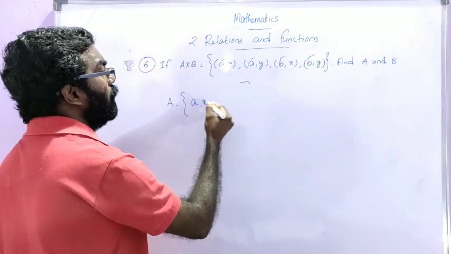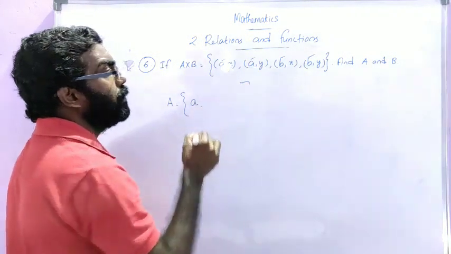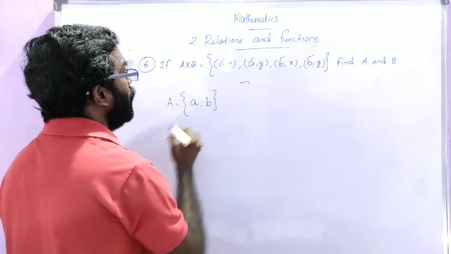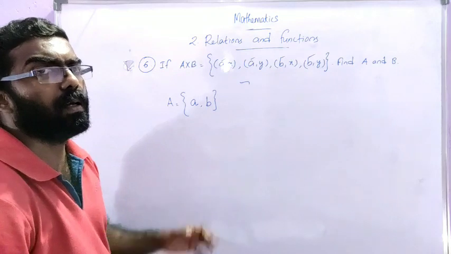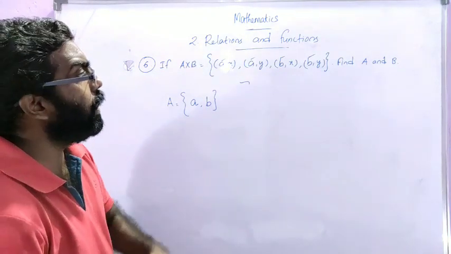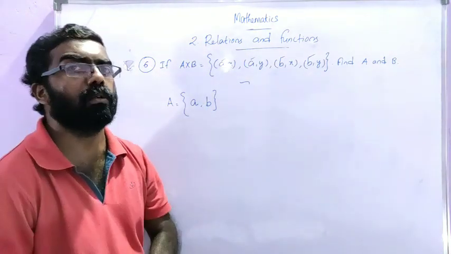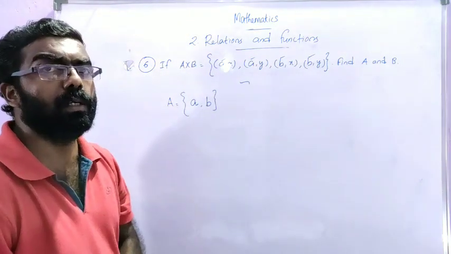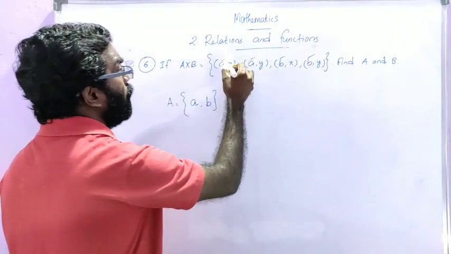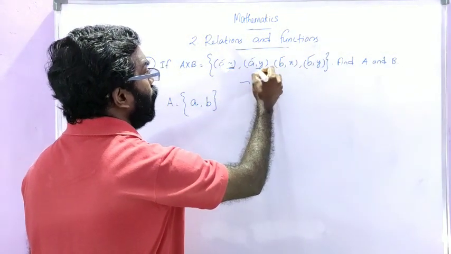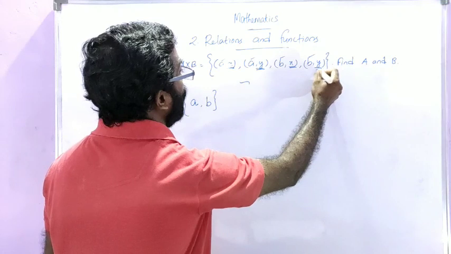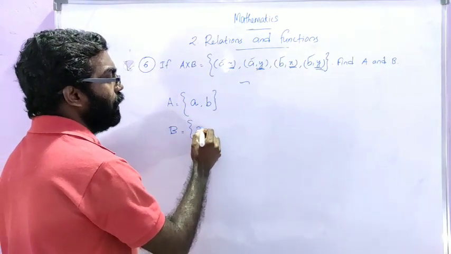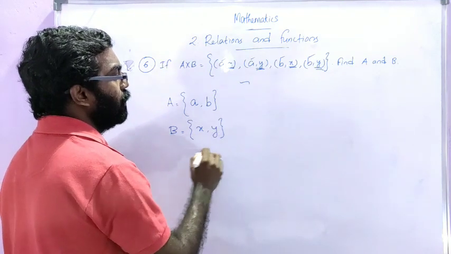So a, again a, in a set repetition is not allowed, then b. So set A is equal to set {a, b}. And the second component belongs to the second set. Here the second components are x, y, x, y. So we can write B is equal to set {x, y}.